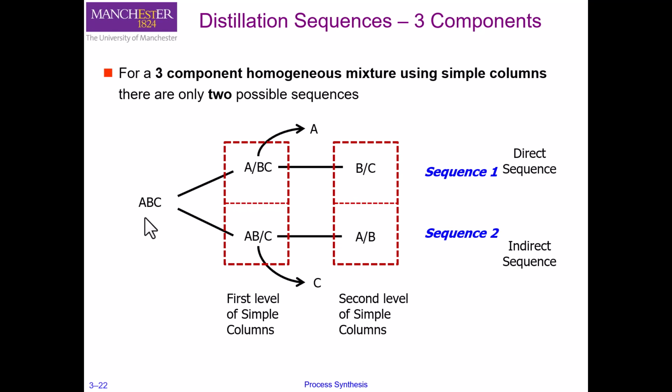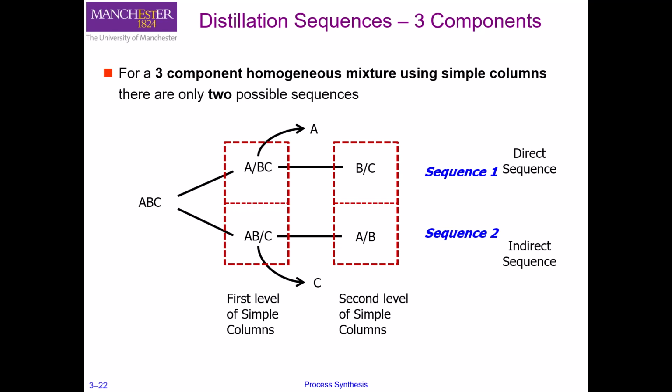As two degrees of freedom, we can specify the composition of the light key component and the heavy key component in the distillate and in the bottom product. We don't know exactly the compositions of the non-key components. We can only define the compositions of the heavy and the light key components.